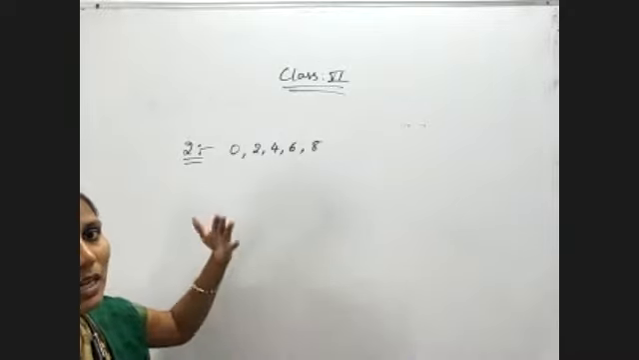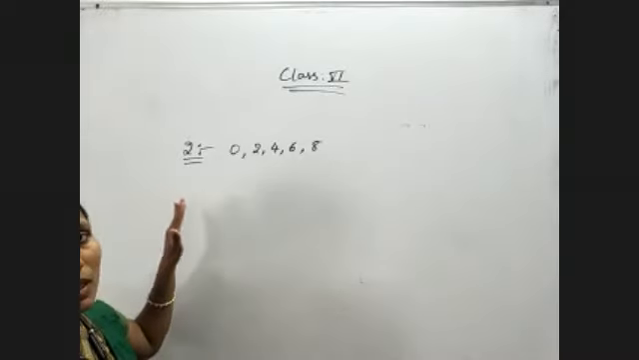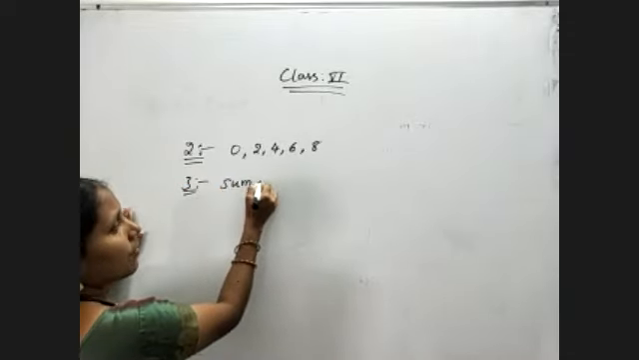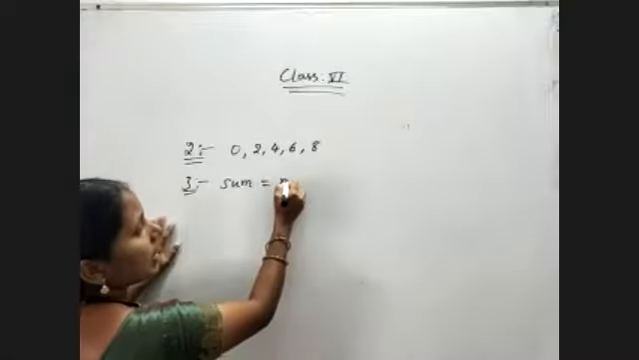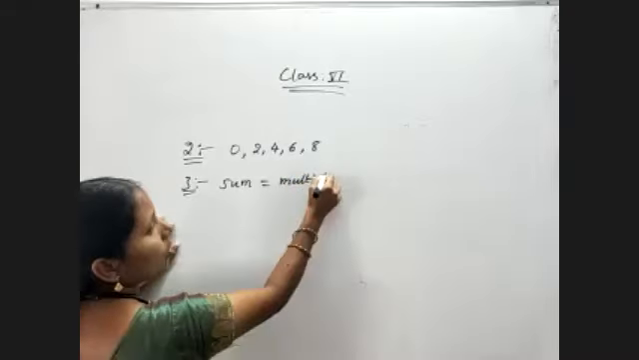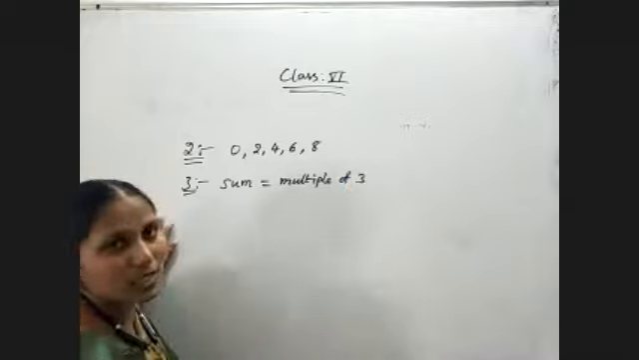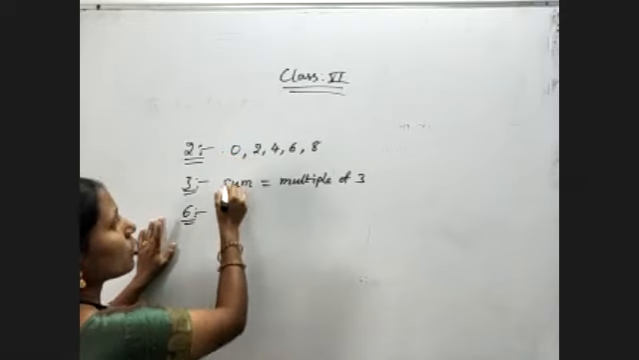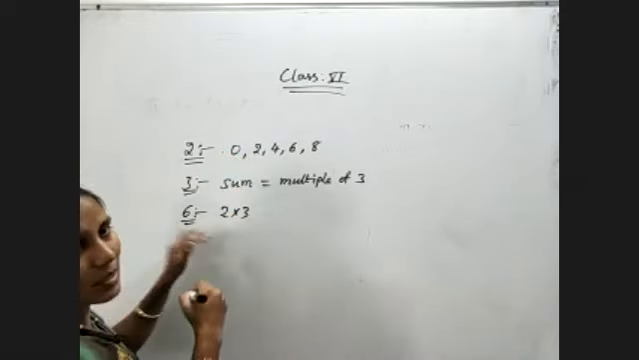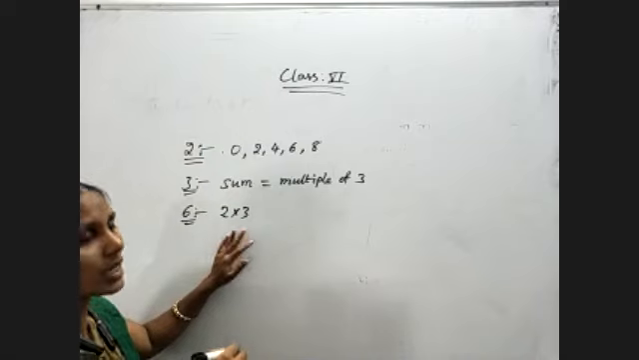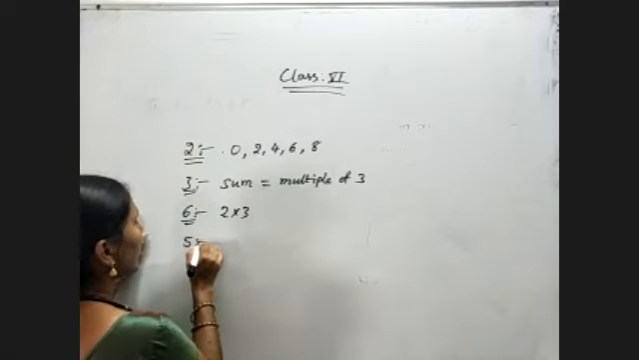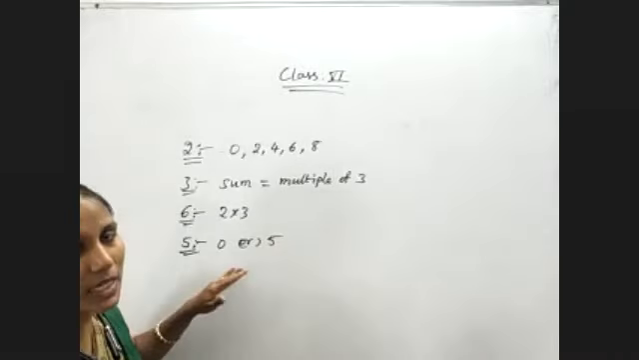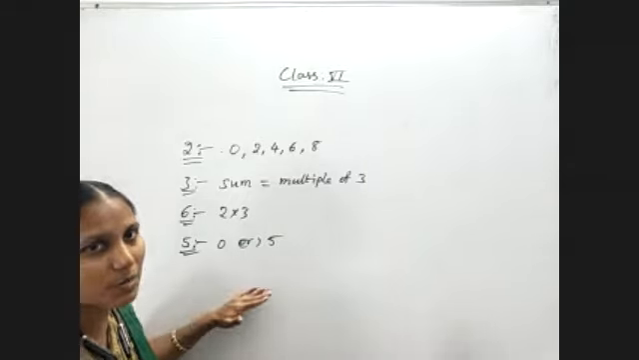First, let me explain the definitions of the divisibility rules. For 2, the unit place must be 0, 2, 4, 6 or 8. Next, 3. If the sum of the digits of a given number is a multiple of 3, then only it is divisible by 3. Otherwise, it is not divisible by 3. And coming to 6, if a number is divisible by both 2 and 3, then only it is divisible by 6. Otherwise, it is not divisible by 6. And 5. If a number has 0 or 5 in its unit place, then only it is divisible by 5. Otherwise, it is not divisible by 5.